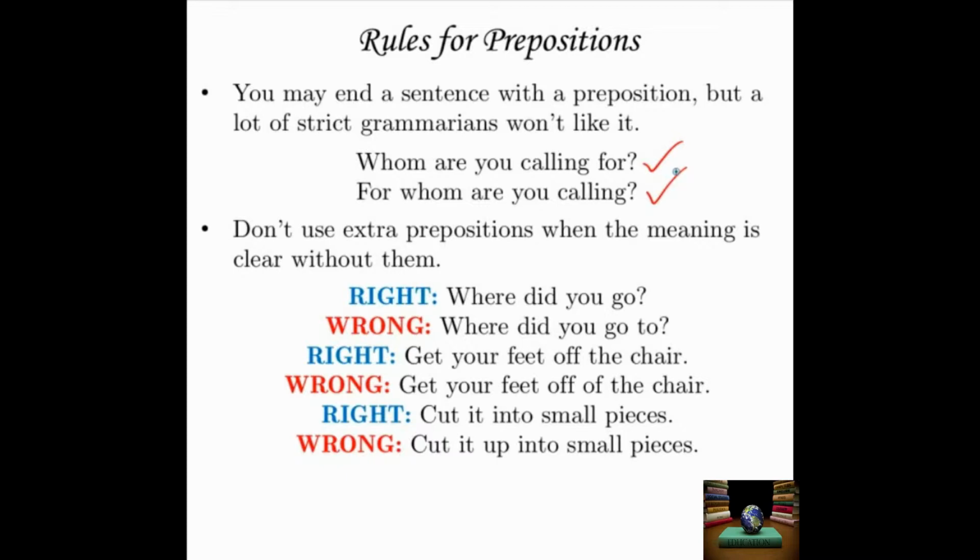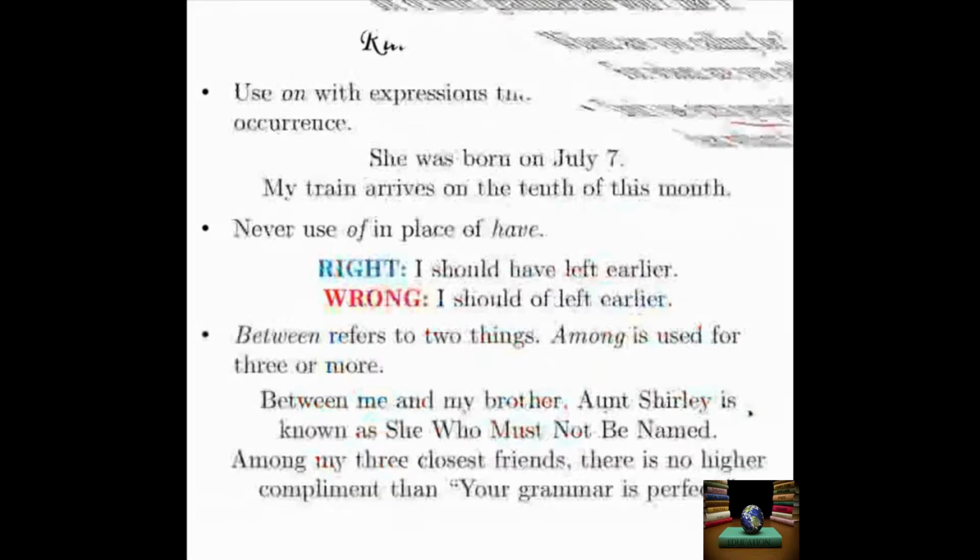Do not use extra prepositions when the meaning is clear without them. So, for example, it's reasonable to say, where did you go, but not where did you go to? We don't need the to. It doesn't add any extra information. Stop wasting letters. Get your feet off the chair is fine. Get your feet off of the chair is not fine because it adds no extra meaning and you're wasting type. Cut it into small pieces is fine. Cut it up into small pieces is not fine because, well, again, you're wasting letters.